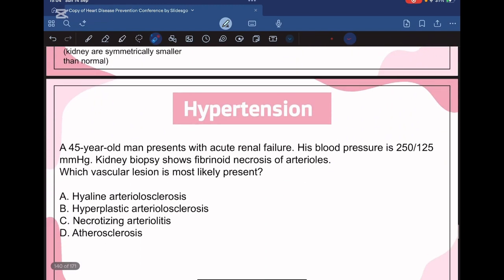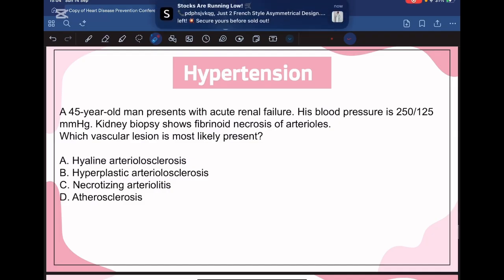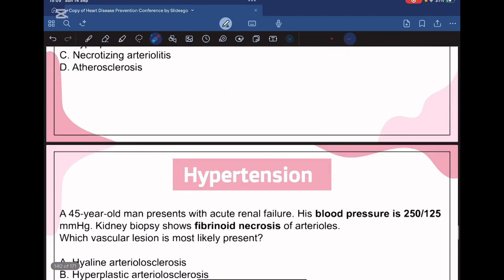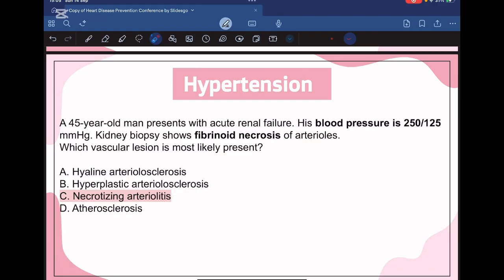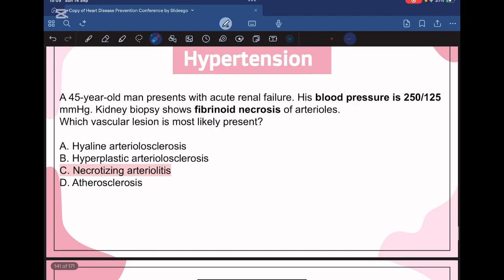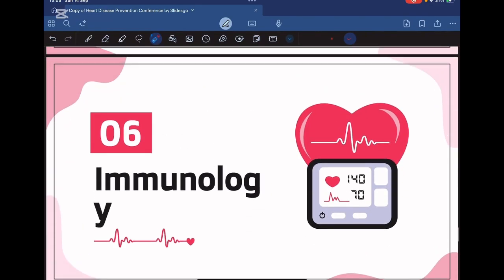Now this is the first question where we apply the knowledge we discussed a moment ago. I'm going to read the question. A 45-year-old man presents with acute renal failure. His blood pressure is 250 over 125 millimeters of mercury. Kidney biopsy shows fibrinoid necrosis of arterioles. Which vascular lesion is most likely to be present? What do you think? Okay, the correct answer is necrotizing arteriolitis. Bravo. We have very high blood pressure, fibrinoid necrosis, and it is present in the kidneys. This is a keyword. Now the last part, which is immunology.